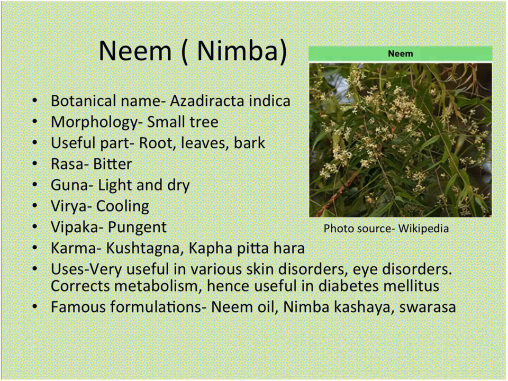Then another herb that works on Rakta Dhatu is neem or nimba. Its botanical name is Azadirachta indica. Its morphology, it's a small tree, and its useful parts are root, leaves, bark, and even fruit seeds are used. It is extremely bitter in nature, just like Kumari. Its guna, it is light, dry in nature, it is cooling in nature, and it's pungent in nature.